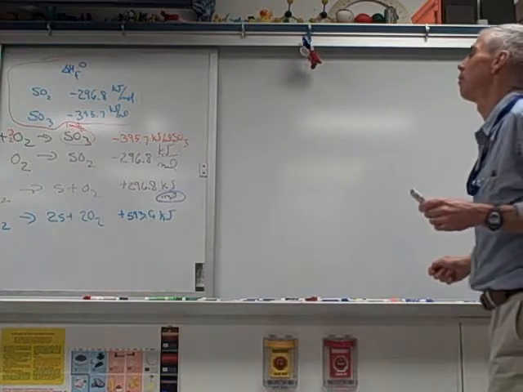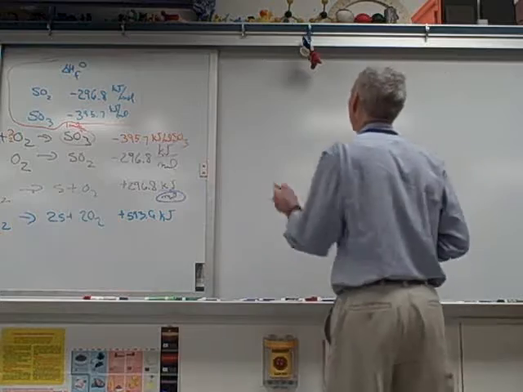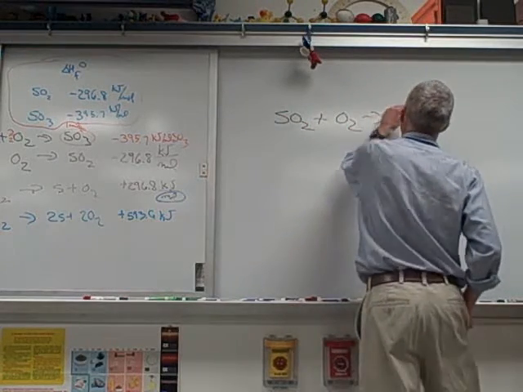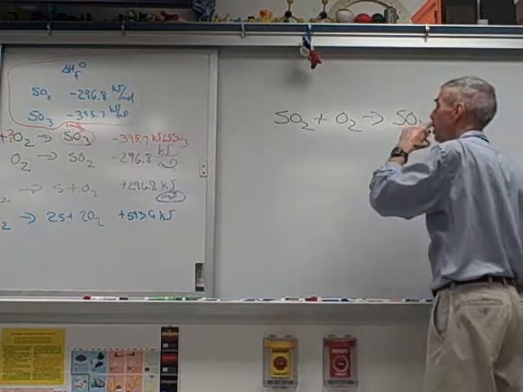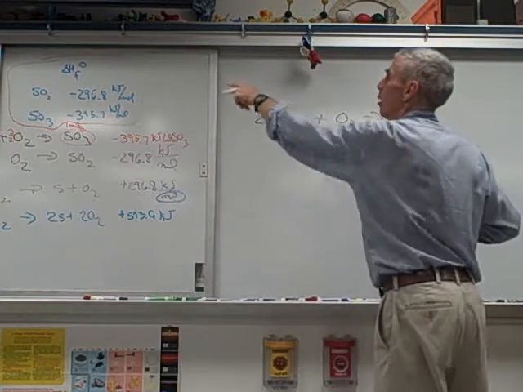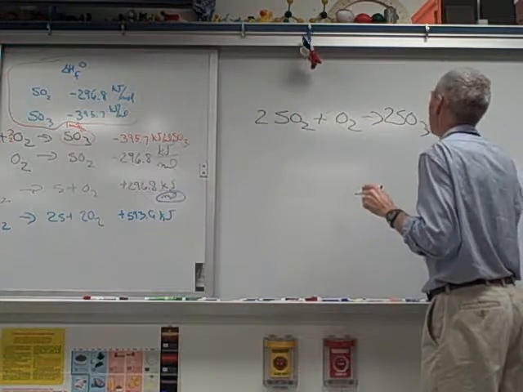Okay, all of that was the really complex way. Now watch the right way to do it. SO2 plus O2 goes to SO3. All right? 2 and 2. So, I'll reference my delta HF naughts. All I'm going to do is this.